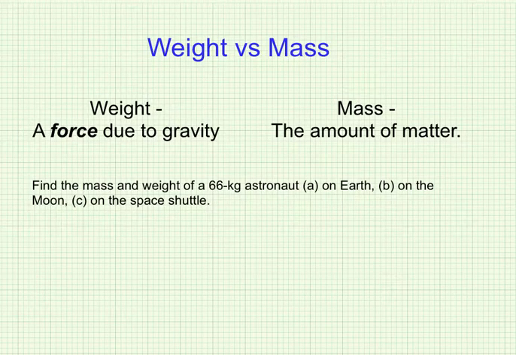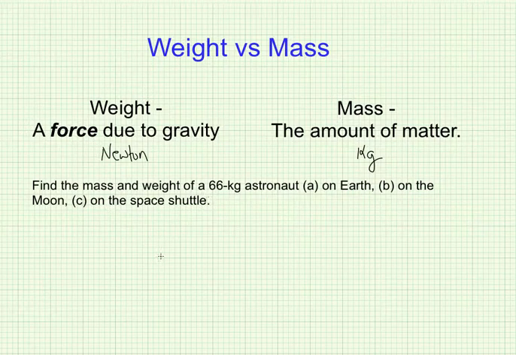Today we're going to take a look at the difference between weight and mass. Weight is a force. It is a force due to gravity. That means the unit for weight is going to be a Newton. Mass is the amount of matter. That's how much stuff is present. The unit for mass is going to be a kilogram. So weight and mass are not the same.